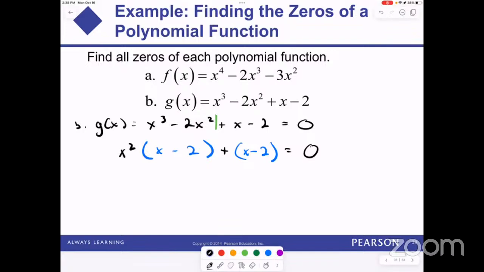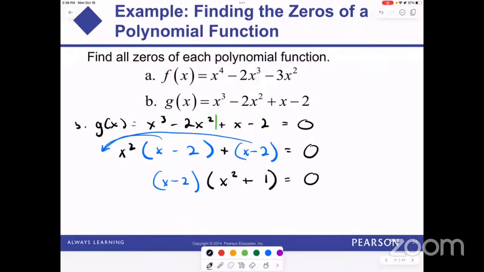If we factor out the x minus 2, we're left with x squared plus 1. This plus 1 can be difficult, and students tend to miss that. We can't factor a sum of squares. If it was a difference of squares, we could go further, but there's no special factor for a sum of squares. So if we use the zero factor property, we set each factor to 0 and solve.